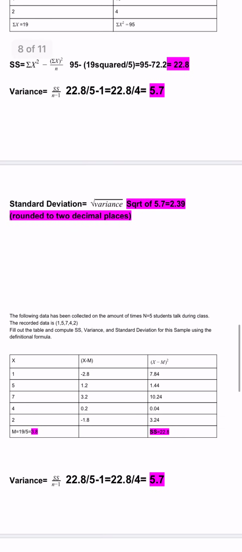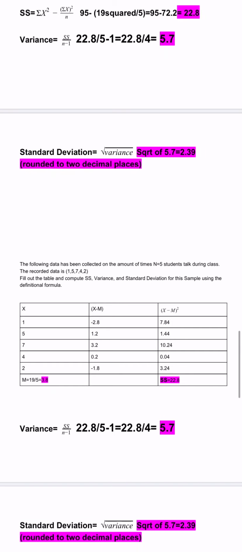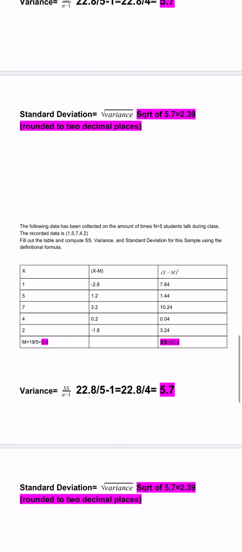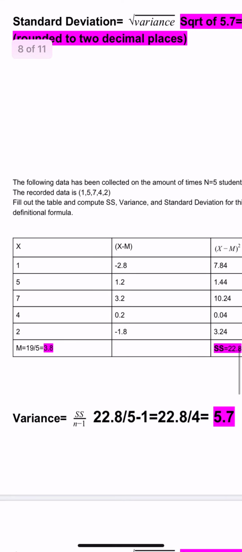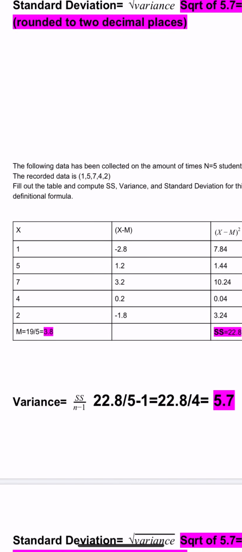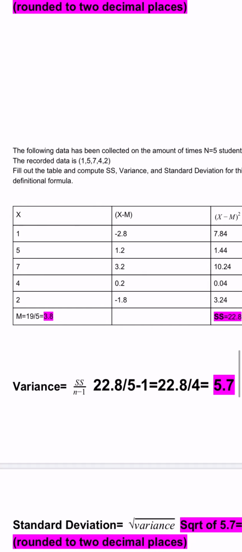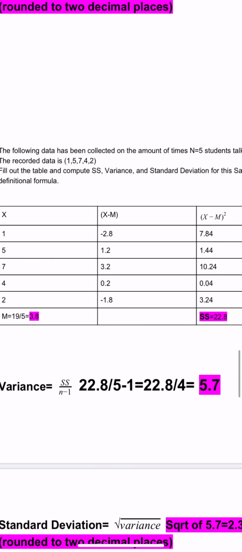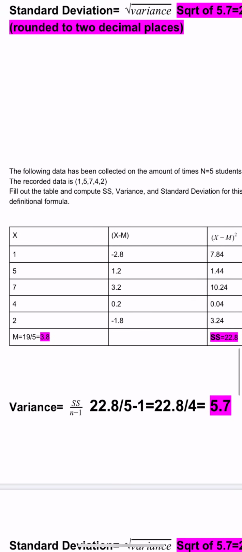Now we're going to do the same question looking at the definitional formula. It's the same question and we start the same way, so we plot all the x's. Now what changes is that we want to get the mean. We know that the sum of x is 19 and n is 5, so 19 divided by 5 is 3.8. Now, x minus M is the deviation from the mean of each score. Basically, each x minus the mean.